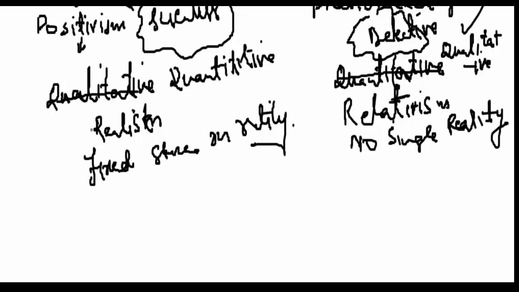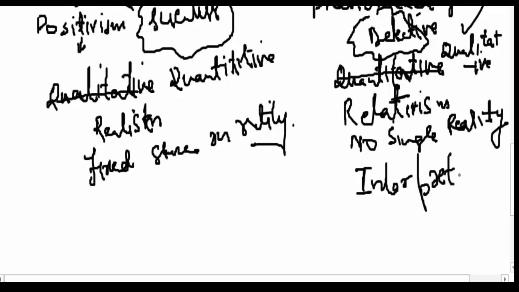So ontologically we are saying this is realism, and epistemologically we say it is positivism on this side. And in the case of phenomenology, which is qualitative research, ontologically it is relativism, and epistemologically it is what's called interpretivism.